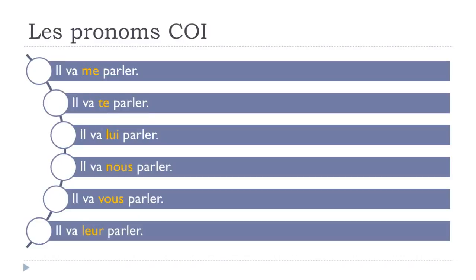sentence, but then at the near future, okay, with the two verbs, and then we can see how they go now. Il va me parler, he's going to talk to me. Il va me parler, so remember, you know, me before the second verb. Il va te parler, he's going to talk to you. Il va lui parler, he's going to talk to her, or he's going to talk to him, okay?